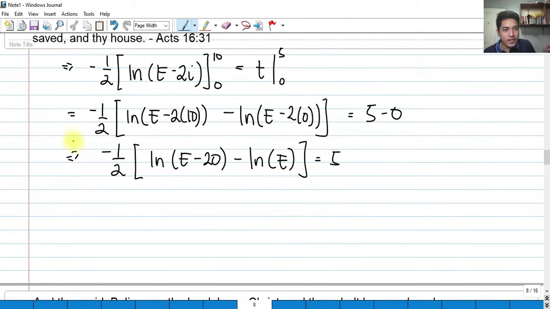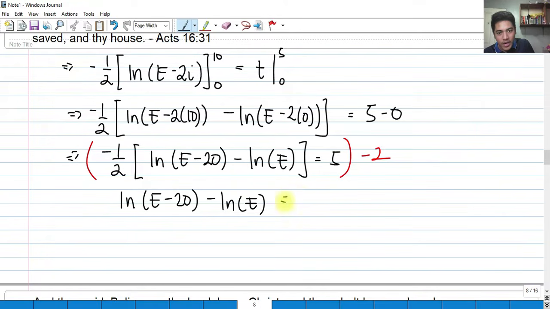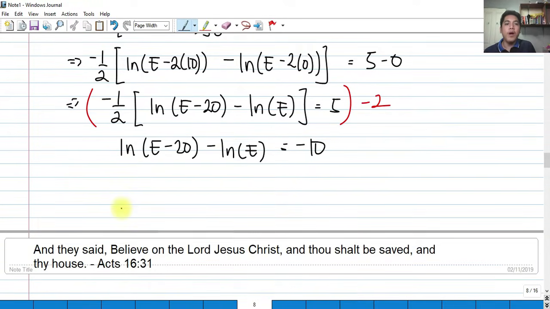That is our equation, and we can find E. Okay? So if I multiply both sides of the equation by negative 2 to eliminate this 1/2, we have ln(E - 20) minus ln(E) equal to negative 10. And by properties of ln, I can rewrite a minus as the numerator over the denominator, so ln((E - 20)/E).